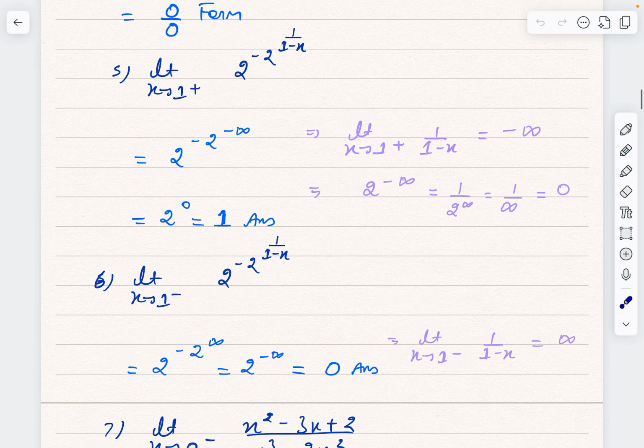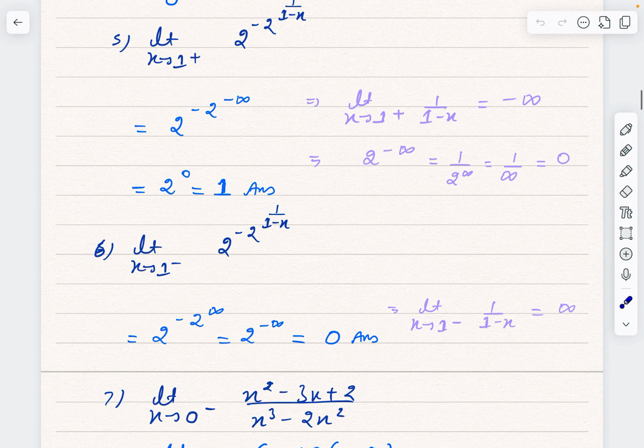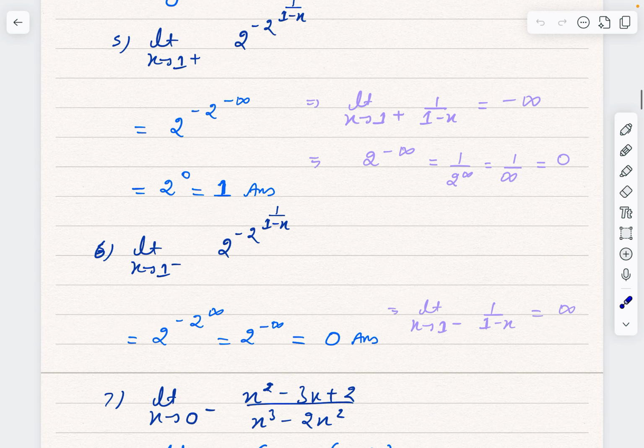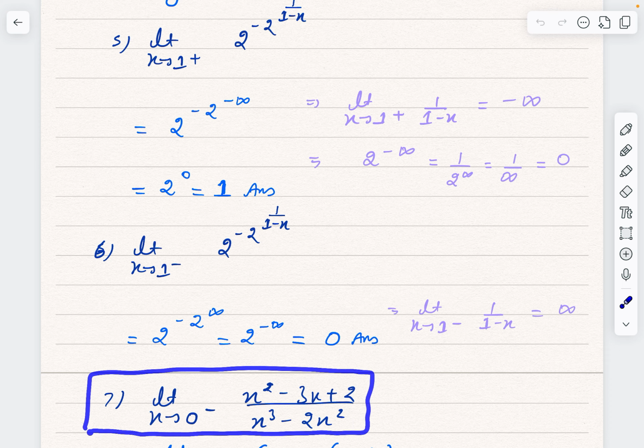Next one, guys. Seventh problem. Limit x tend to 0 negative of x square minus 3x plus 2 by x cube minus 2x square.